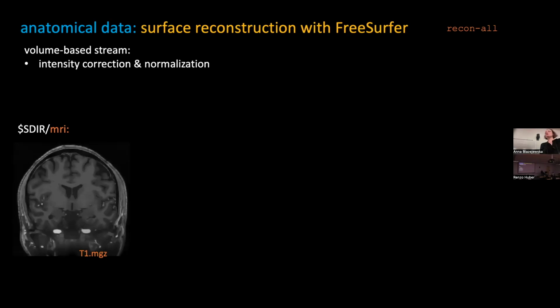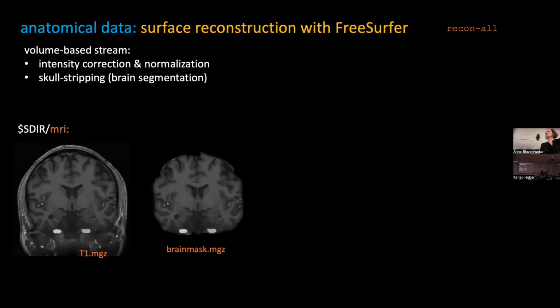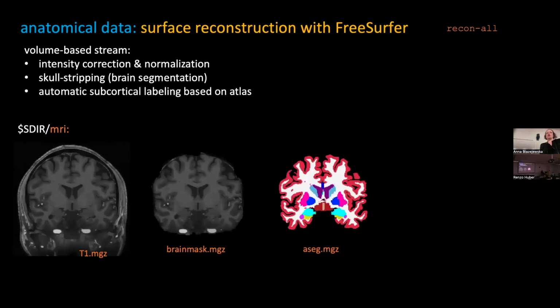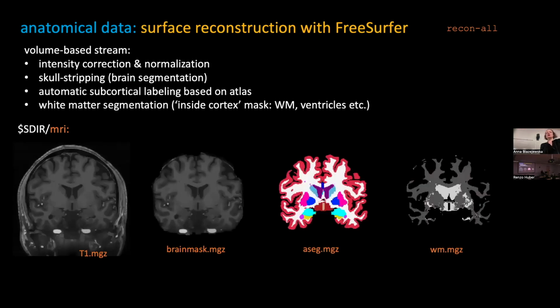What's also important is that every time we run Recon-All, we create a structure of directories, and it's always the same. Certain outputs land in certain directories. So once you learn it once, you always know where to look for the different files for a new subject. The volume-based stream outputs land in the MRI directory. The second step is brain segmentation, automatic subcortical labeling. We're not going to talk too much about it, but just to mention it. And finally, white matter segmentation, or creation of this inside-cortex mask, which includes white matter and ventricles.